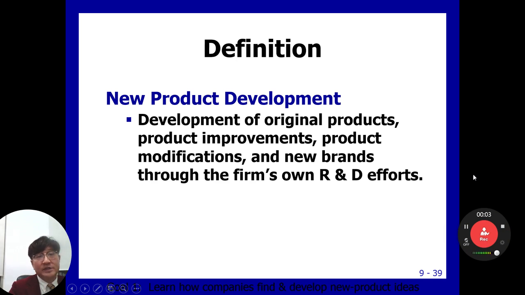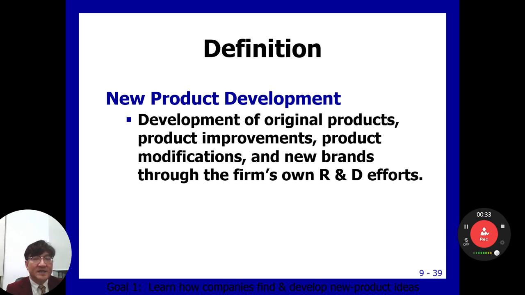Okay, what is the new product then? What is new product development? New product development is the development of original products, product improvements, product modifications, and new brands through the firm's own R&D efforts. That is new product development. In fact, the definition of a new product is not quite precise.